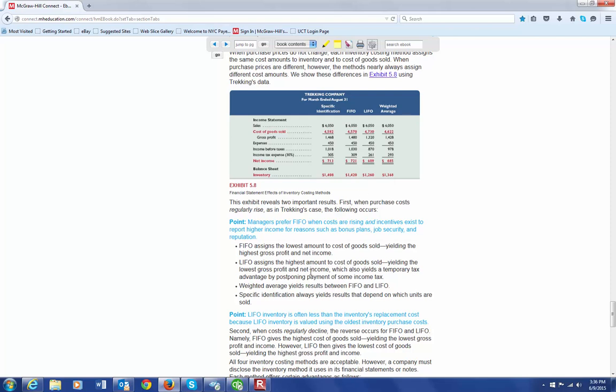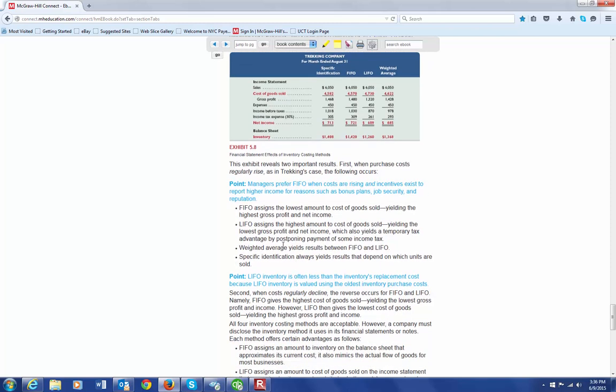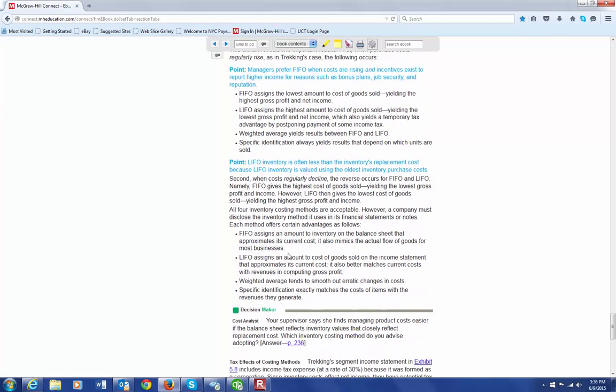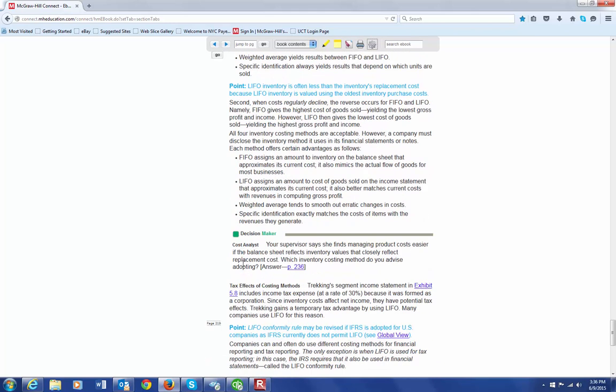Read this information here because this is important in terms of understanding how it's going to affect net income and how it's going to affect your inventory figure going into the next period. Because remember, this is on your balance sheet. This goes into the next period as the starting inventory for the following period. So read through this and try to get a grasp to understand how these different cost assumptions affect your bottom line in terms of your net income and your tax ramifications.